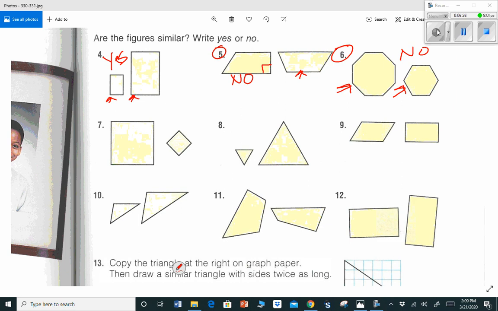Number 7. I believe that this is a square and this is a square. And so that means any squares are going to be similar to each other. They are the same shape. So this is a yes.